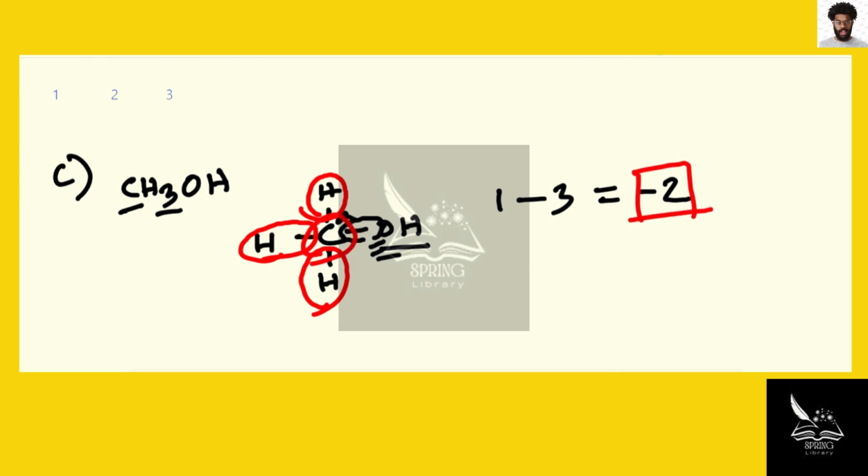So again, for hydrocarbons, to find out the oxidation number of the alpha carbon, we have to find the number of bonds with heteroatoms. That means bonds with oxygen, nitrogen, phosphorus, chlorine, or any other atom other than hydrogen and carbon. And then we have to subtract the number of bonds with hydrogen, and that will give us the oxidation number of the central carbon or the alpha carbon.